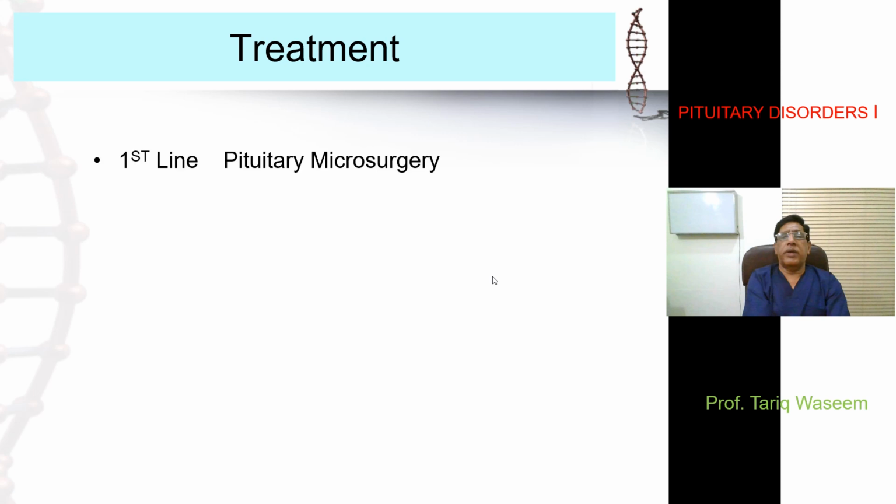The first-line treatment for acromegaly resulting from pituitary macroadenoma would be pituitary microsurgery. The second line of treatment would be radiosurgery or gamma knife surgery. Gamma knife surgery is just using a targeted radiation beam onto that tissue through stereotactic techniques, and this would result in the gland being suppressed.